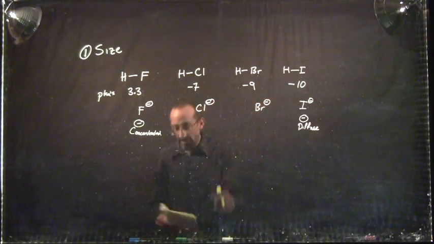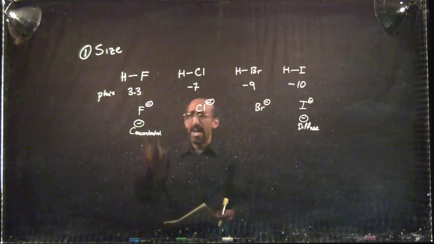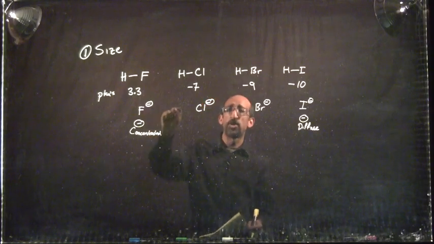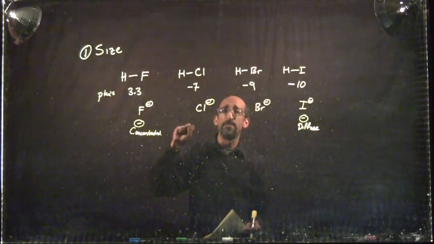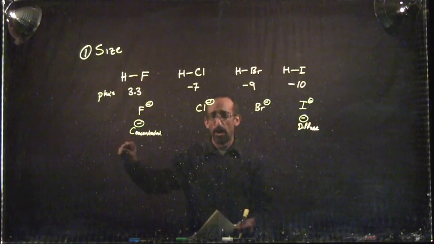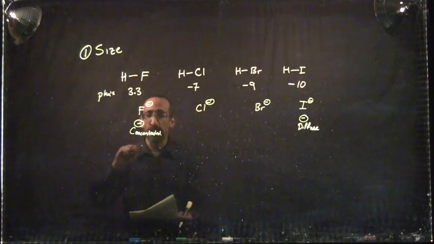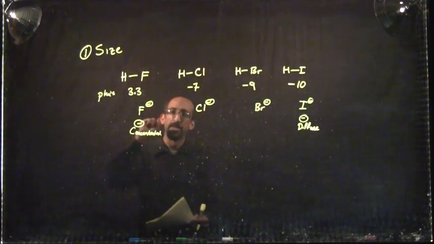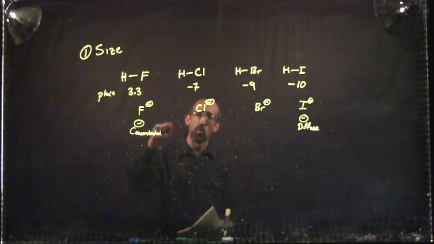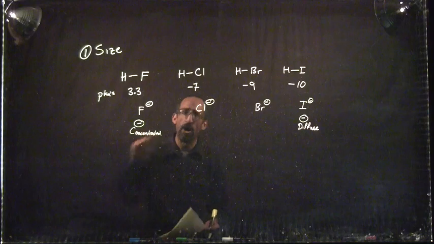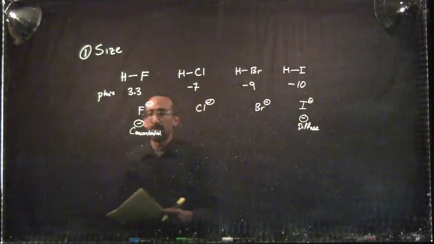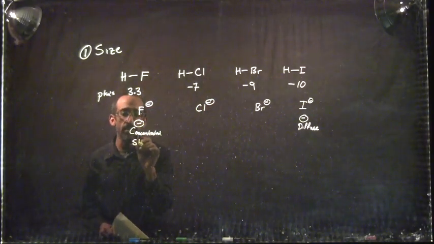What this means is that this is a strong negative charge. It's going to be very good at forming new bonds, which means it's going to be a strong base. This fluorine ion is going to want to use that concentrated negative charge to grab onto a proton, okay? And so that's going to make this a strong base.